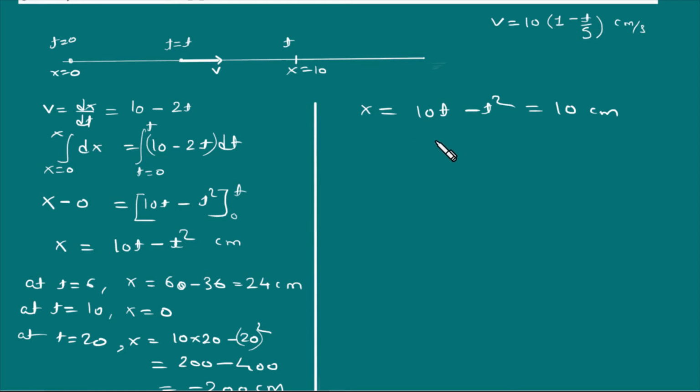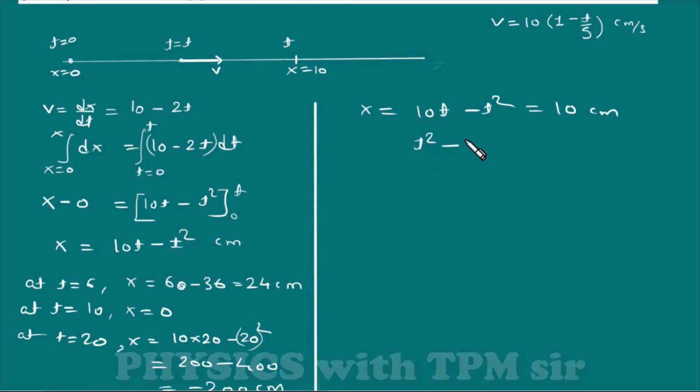So let's solve this. We will get t square minus 10t, taking all this on the right hand side, t square minus 10t plus 10 is equal to 0. This is the equation. Now this is a simple quadratic, and we will solve it. We will get minus b plus minus under root of b square minus 4ac.